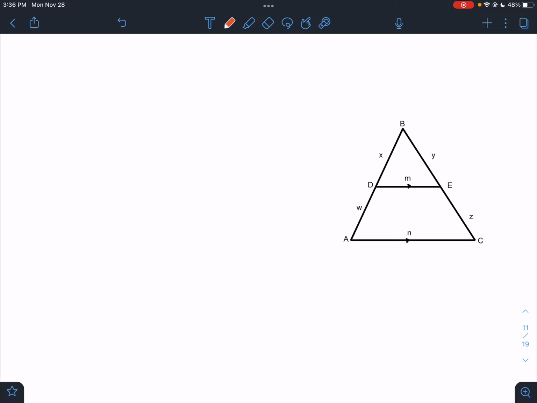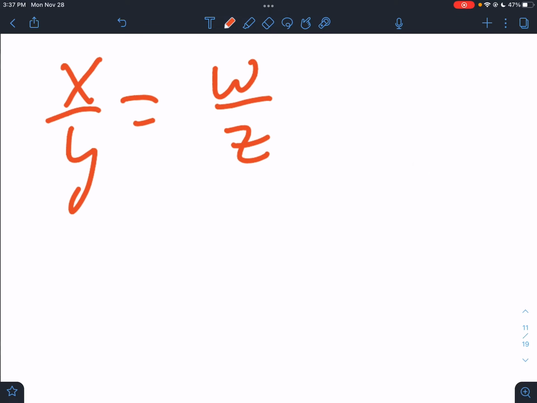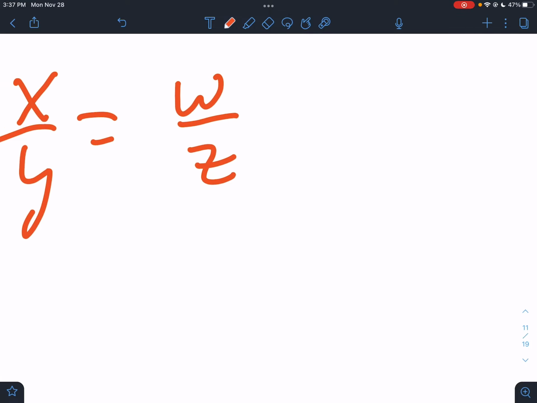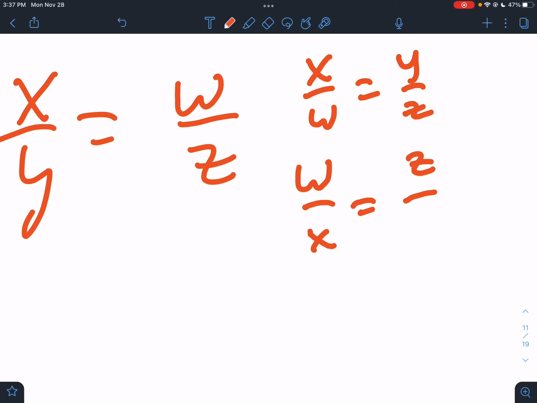So what are some proportions that are true here? Well, we have parallel lines. So let's start with what the parallel lines do for us. Any combination of left over right has to be the same ratio. That means that x over y has to equal w over z. That's the parallel line rule we just learned. And real quick timeout, remember every ratio or every proportion, there's 4 ways to do it. So you could have done x over w equals y over z, same thing. You could have done w over x equals z over y, same thing. And you could have done y over x equals z over w, same thing.